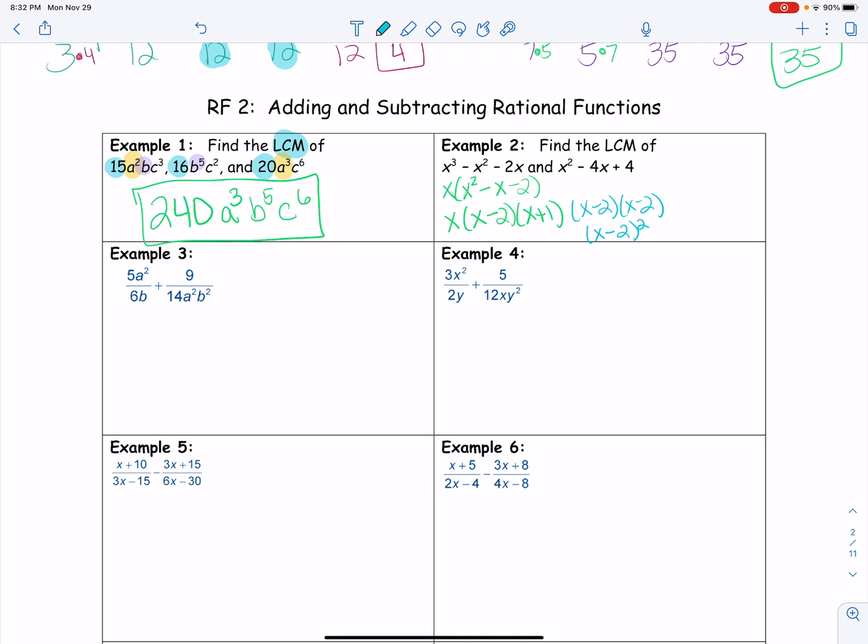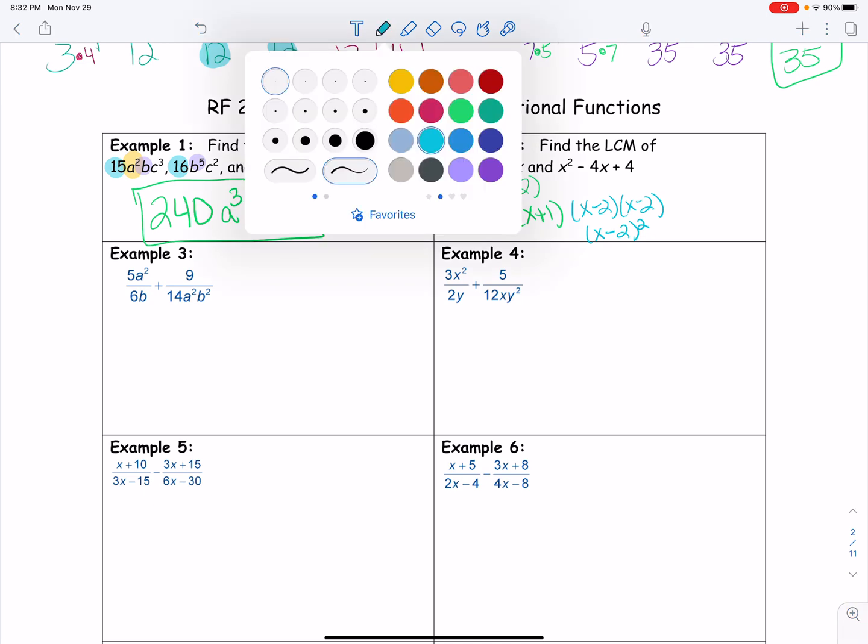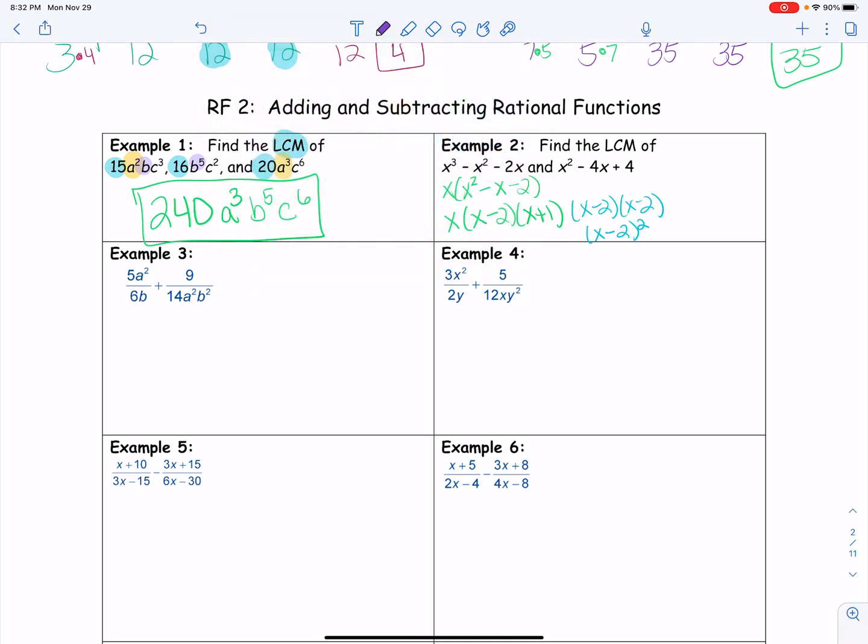So it's kind of like when you have an a and an a squared, the least common multiple is the bigger one because they are the same. So my least common multiple is everything that isn't the same. Well, you have an x. You have an x minus 2, and the biggest one is squared, and then you have an x plus 1. So this is my least common multiple.